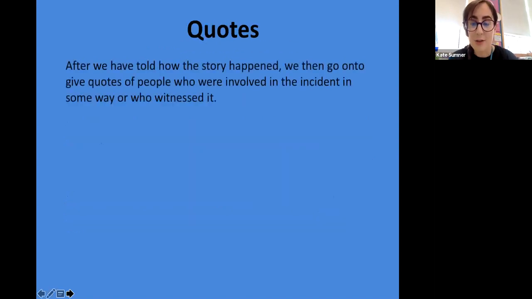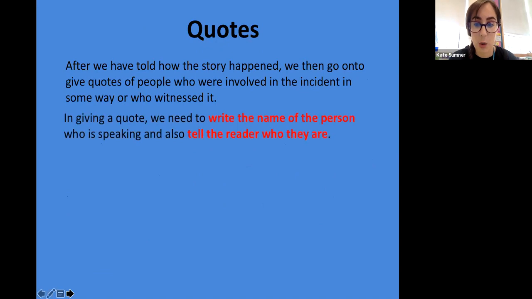Now, after we have written our second paragraph, which tells us what happened in the story, we then give quotes of people who were involved in the incident or who somehow witnessed it. In giving a quote, you need to write the name of the person who is speaking, because otherwise you have no idea who they are. You also need to tell them who they are, so why are they important?